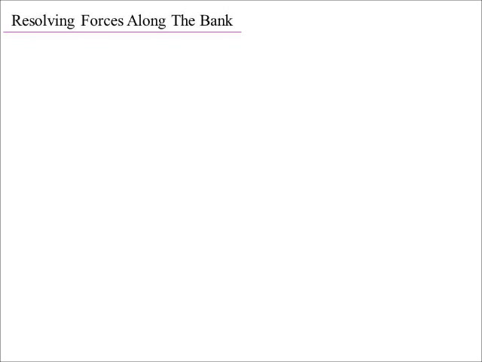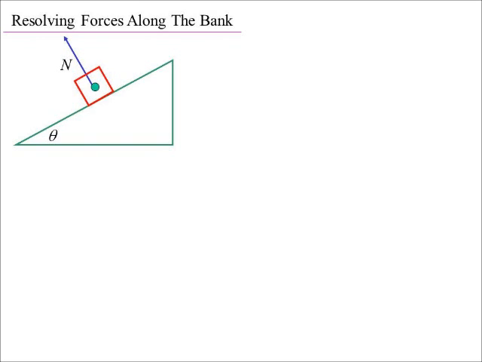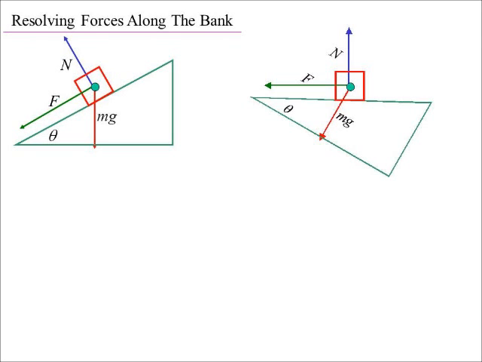Let's go back to that bank curve question where we had friction. So there's the bank curve. We had the normal force at right angle to the bank. We had gravity going down. And friction, well, I've got it going down in this case. I mean, it could be going up, it could be going down. Okay. I'm going to rotate the problem.